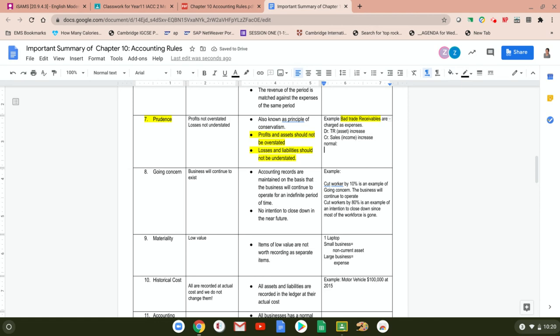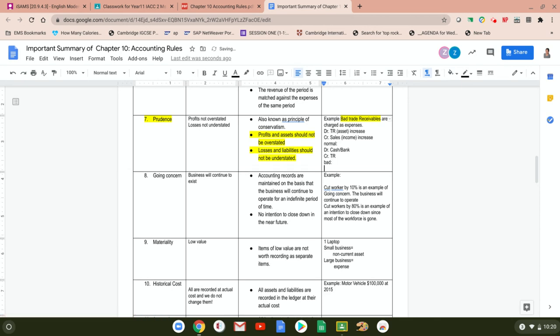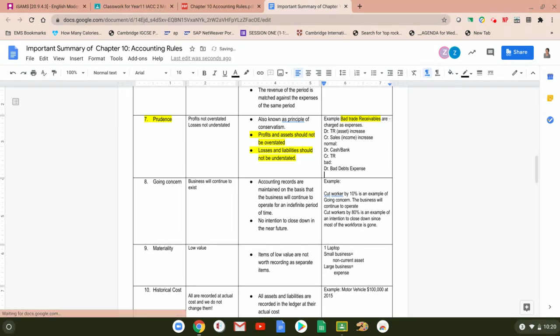Okay. So on a normal transaction, if the trade receivable paid you, you should have debited cash or bank, right? And you have credited trade receivable. That is the time when the trade receivable actually pays you, or the customer pays you back. What happens if he turns bad? So if it turns bad, you can no longer debit cash or bank. You are now going to record debit, bad debts, that's an expense, and credit, trade receivable.